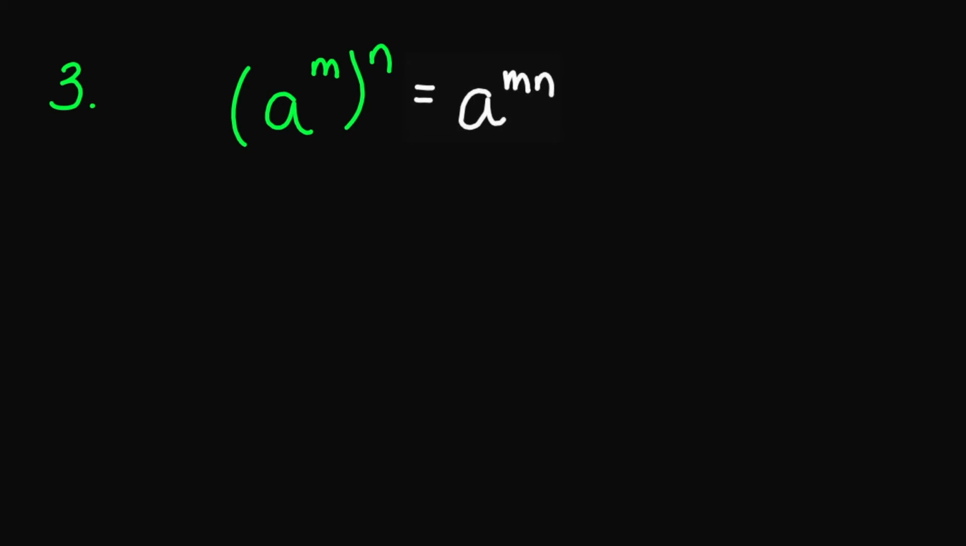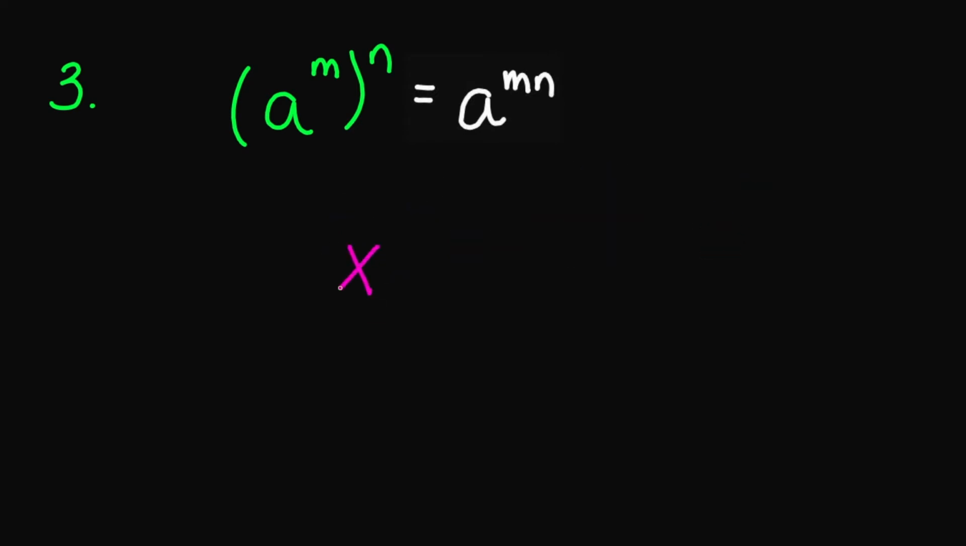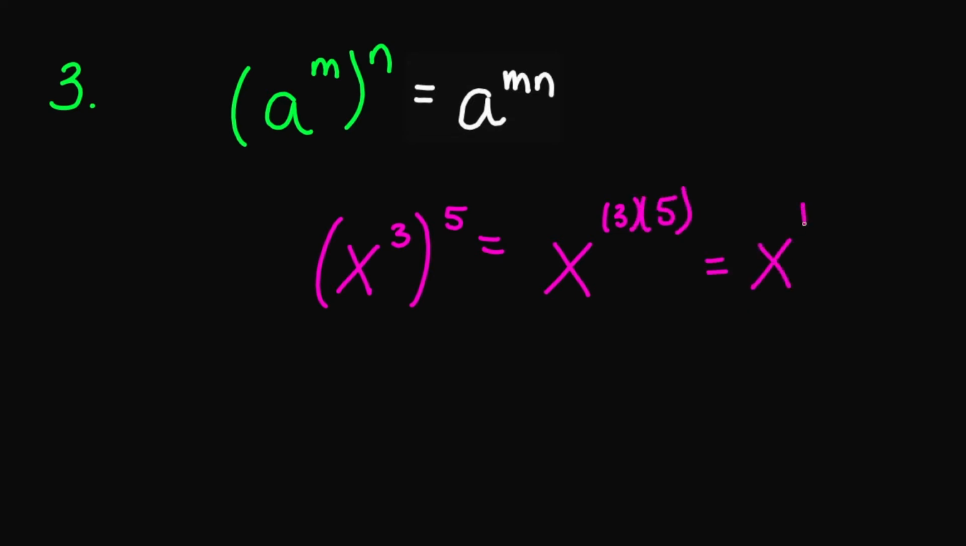So for an example, if I had 2 cubed raised to the power of 2, my base is going to stay the same. However, I will be multiplying my powers. So 2, 3 times 2, and this is going to give me 2 to the 6th power. If I had x cubed raised to the 5th power, my base is going to stay the same, and I'm going to multiply 3 times 5. So we're going to get x to the 15th power.